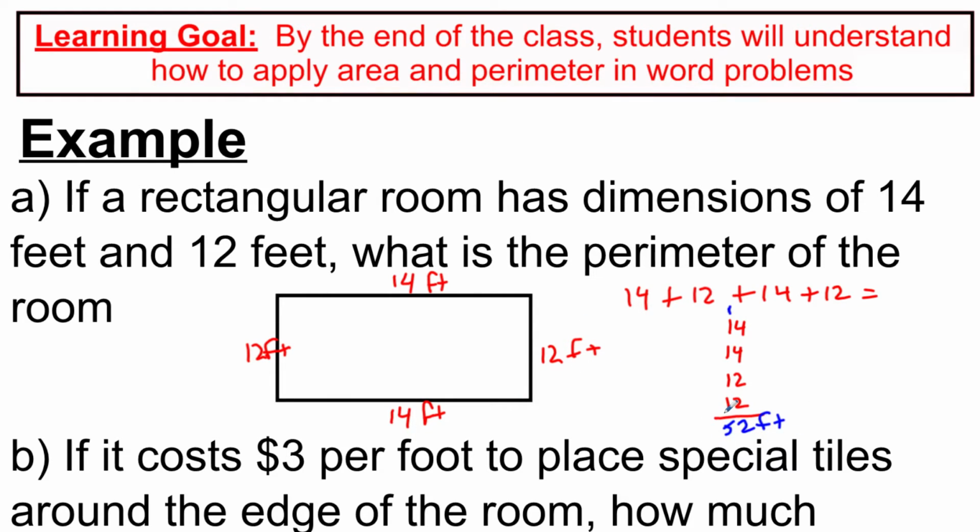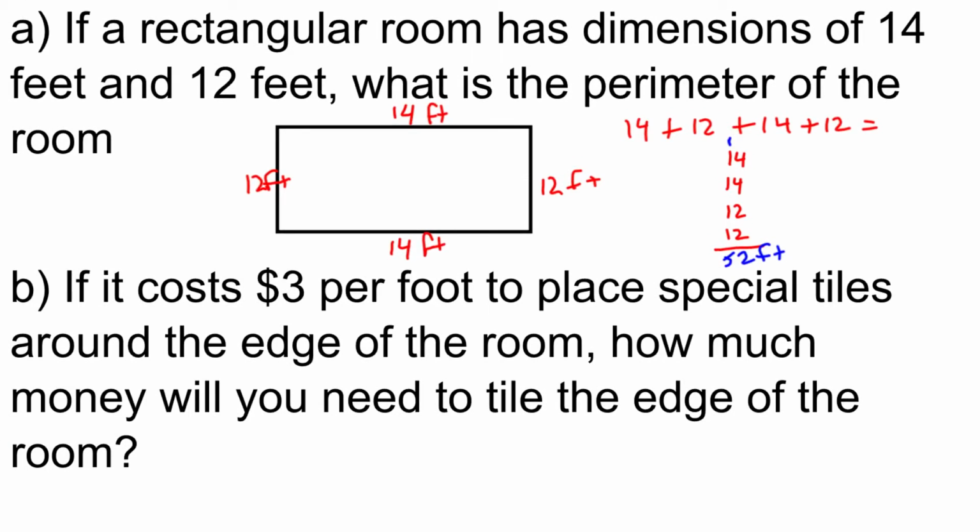So I would say their answer to this one is 52 feet long. Okay, so part B, let's take a look at what it says. It says if it costs $3 per foot to place these special tiles around the outside edge of the room, how much money will it cost? How much money will you need to tile the outside edge of the room? So we know that there are 52 feet, and it is $3 for every foot.